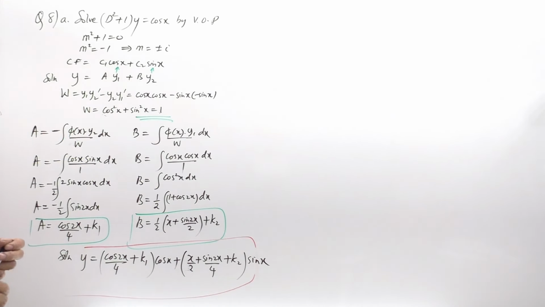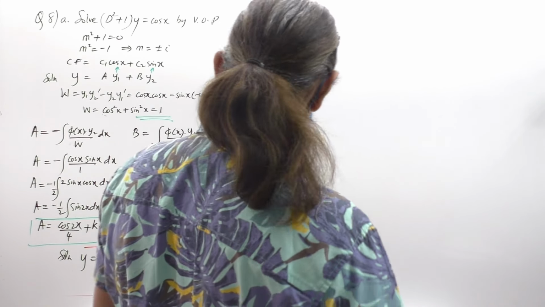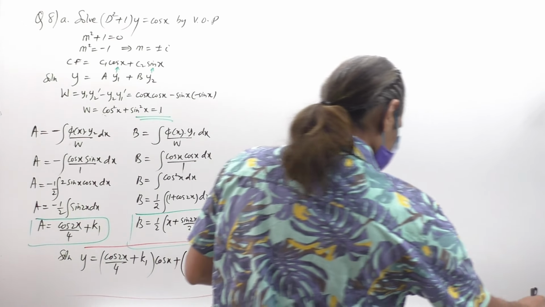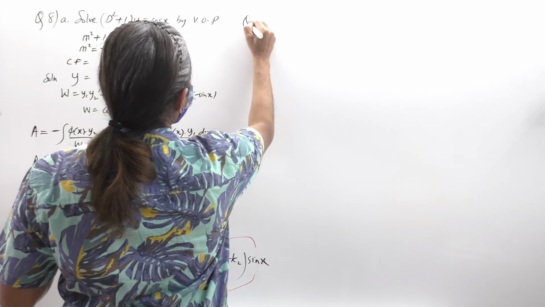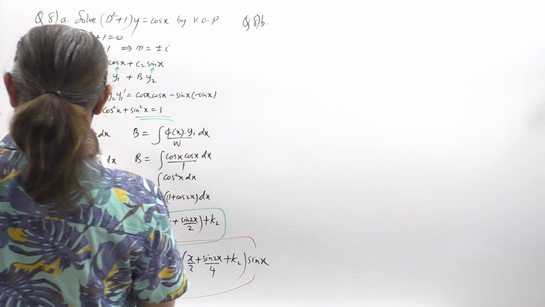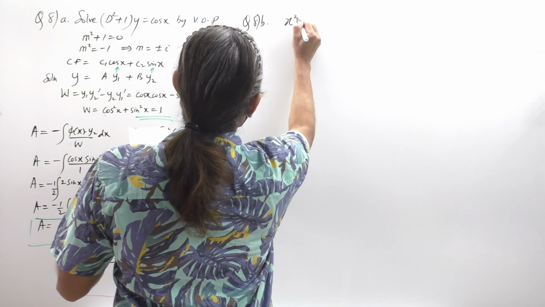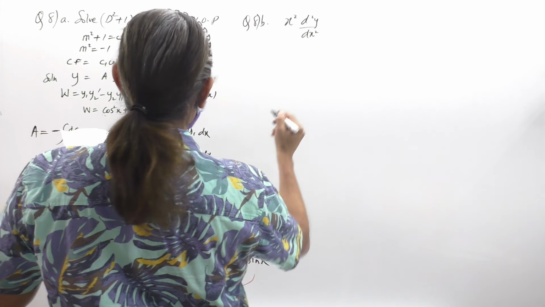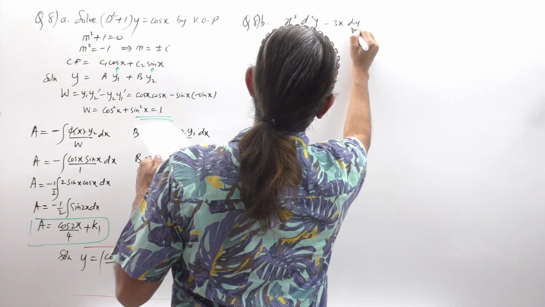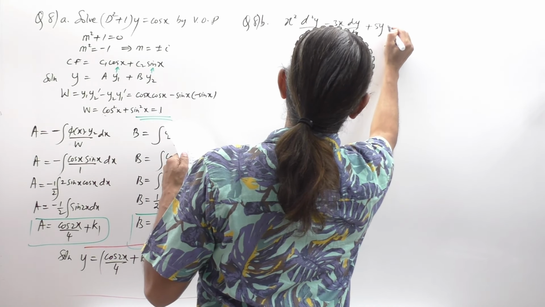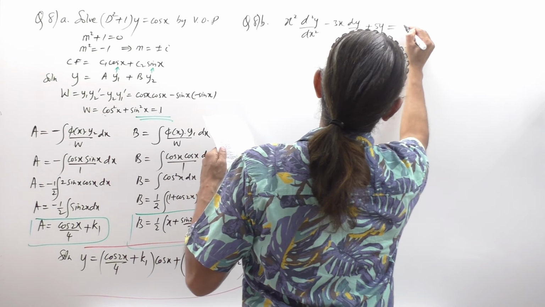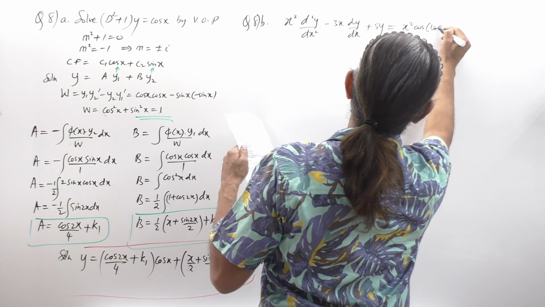That's it. Okay. So now let's move on to the next one, that is question number 8a, 8b. Fine. So the question number 8b is, solve x² d²y/dx² minus 3x dy/dx plus 5y is equal to x² cos log x.